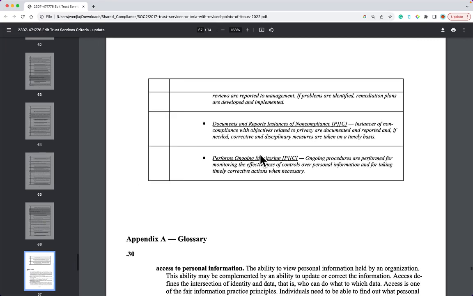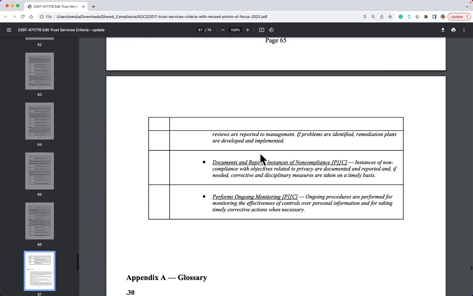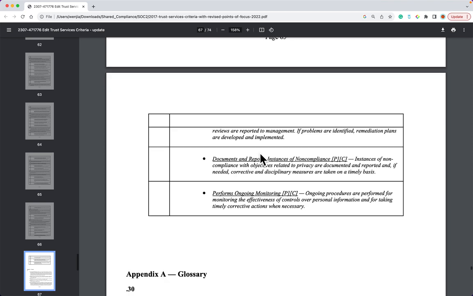So that's all the criteria of the trust services criteria.